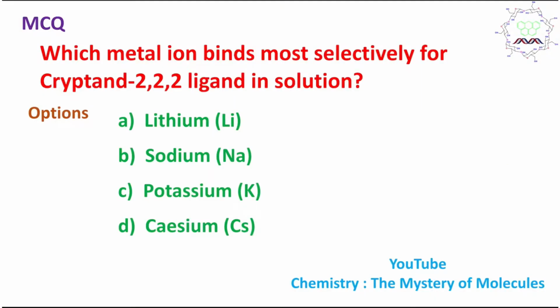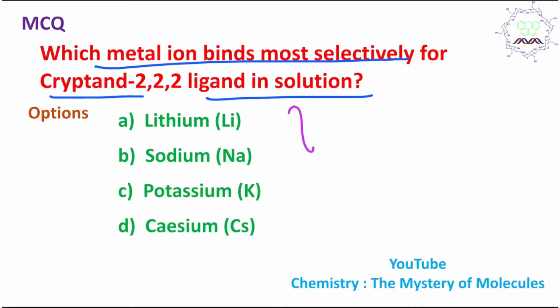Before going to details, one MCQ. You can see the MCQ: which metal ion binds most selectively with the cryptand 222 ligand in solution? Four options are provided. I request you, please pause the video, try by yourself and write your answer in the comment box, and don't hesitate because self-evaluation is essential for improvement.